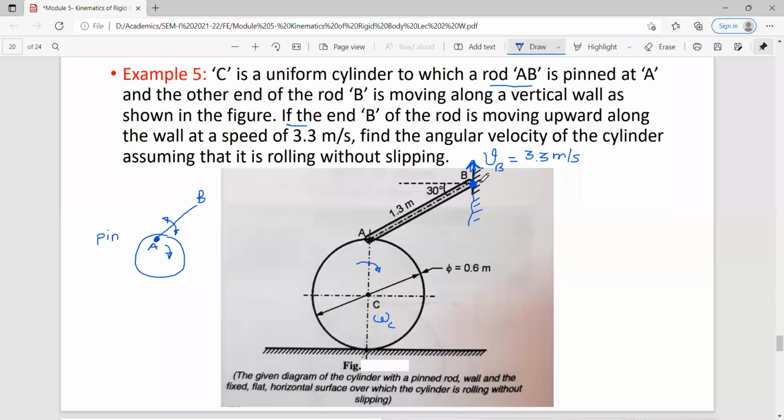So with this setup, what we are given is the velocity of point B, which is on rod AB. What we have to find out is the angular velocity of C. Meaning, we have to come from this point B to the cylinder. So in between, we will have to find out many things. When you come from point B, you will need to find out the angular velocity of the rod AB.